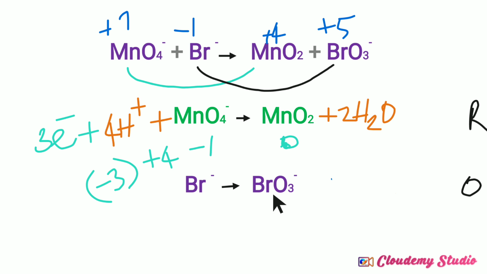Now we need to balance the oxidation half reaction. In the oxidation half reaction, both the sides number of bromine atoms are equal. But the oxygen on the right hand side, 3 oxygen atoms are there, but on the left hand side, there are no oxygen atoms. Therefore, we need to add 3 molecules of water on the left hand side.